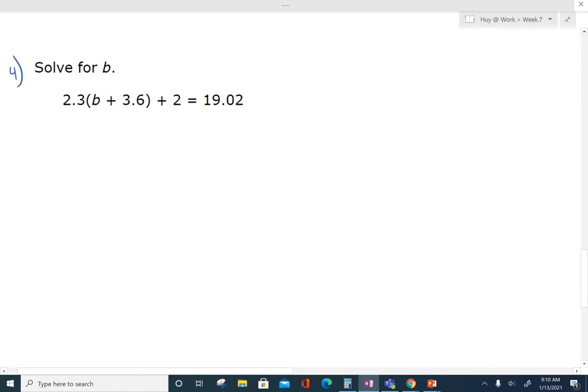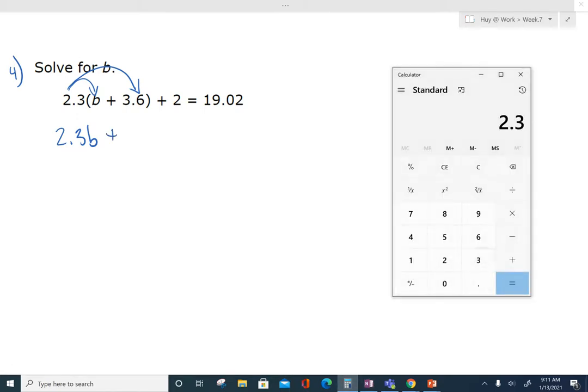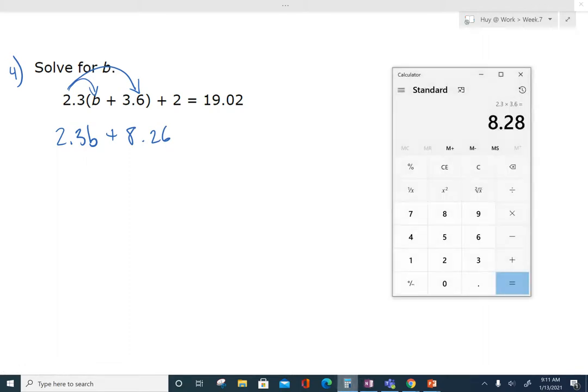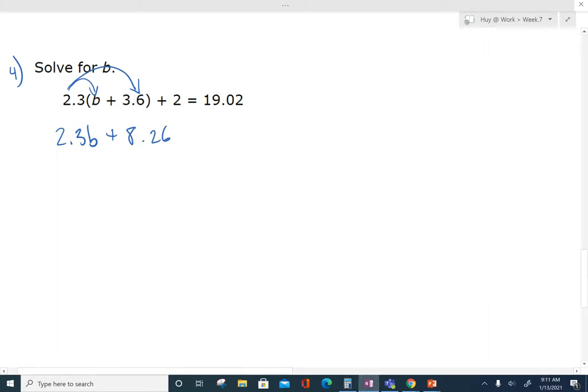All right, so this is exactly the same thing as all the previous problems. We're going to distribute here, 2.3b, then we're going to distribute there, and that's a positive. So positive times a positive is a positive. 2.3 times 3.6, 8.26. Wait, let me double check, I wrote 8.28. I knew something sounded a little weird.